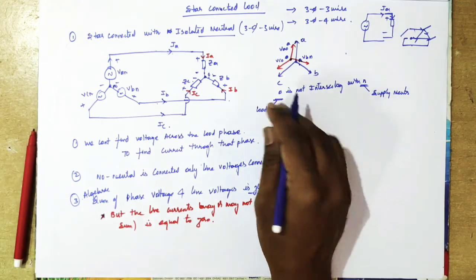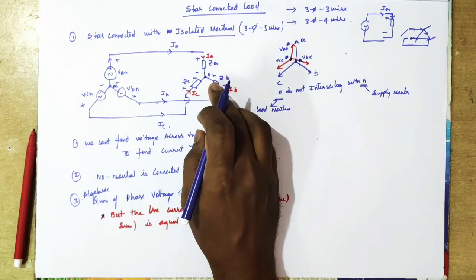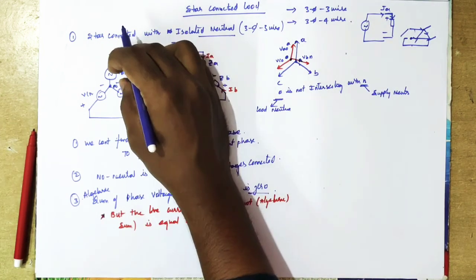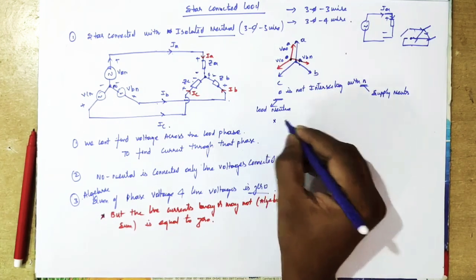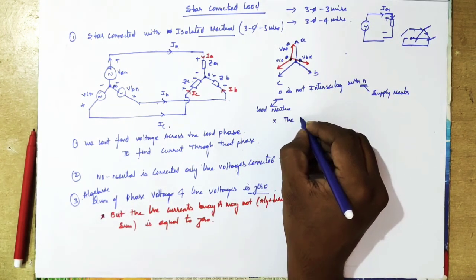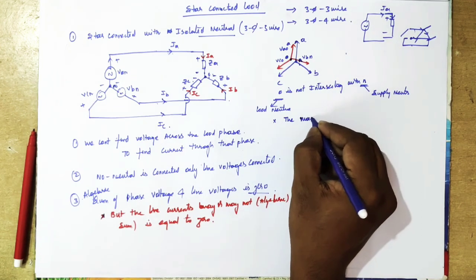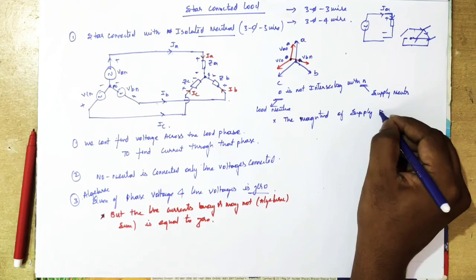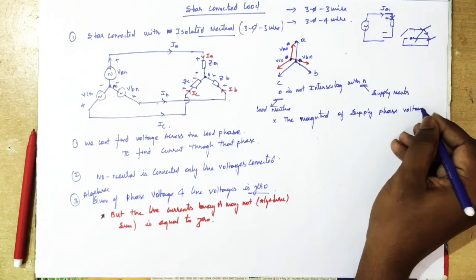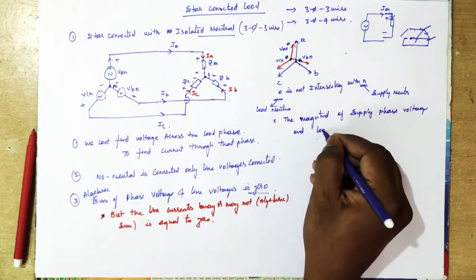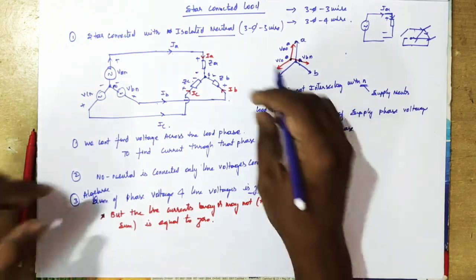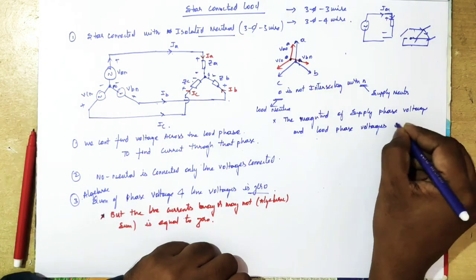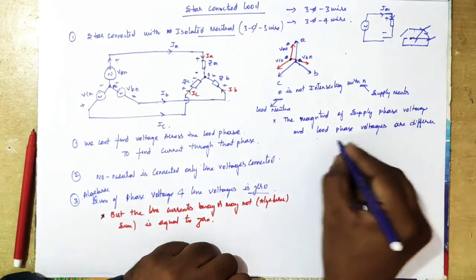I'm repeating again. Due to this phase shift between the load neutral and the supply neutral, the magnitudes of the supply phase voltages and the load phase voltages are different. The load phase voltage, that is VA0, is different. Okay, this is about the observations we made.